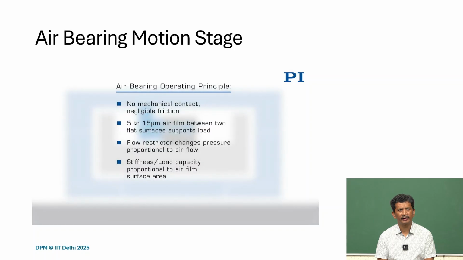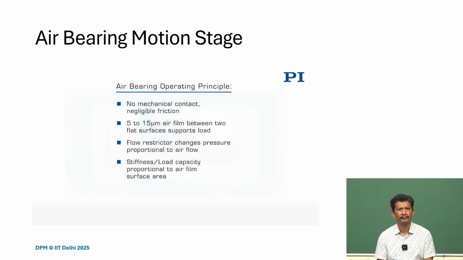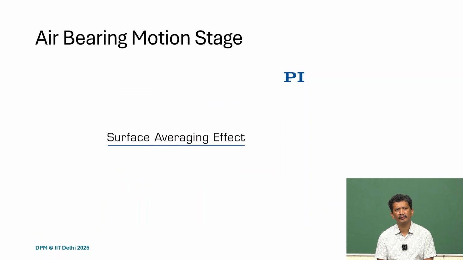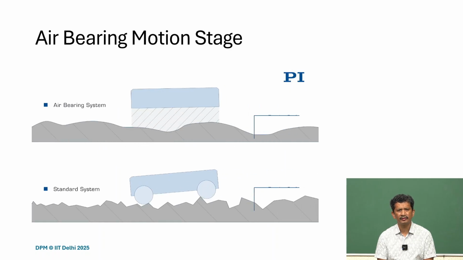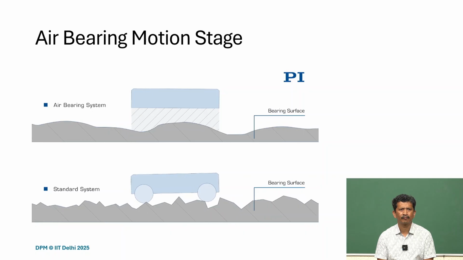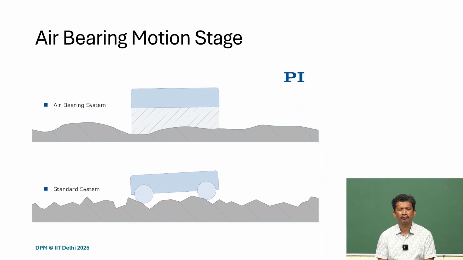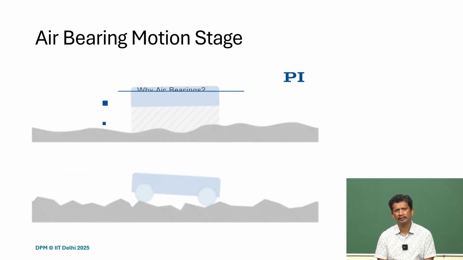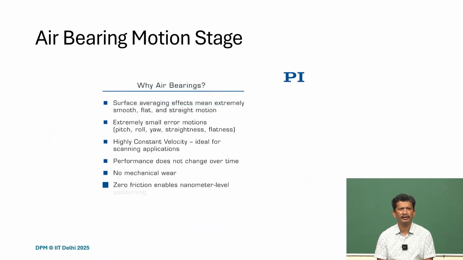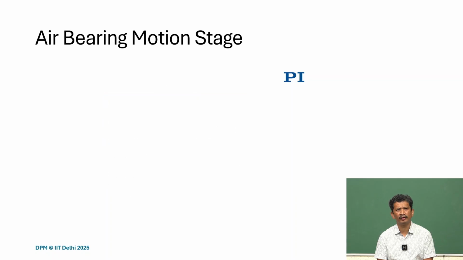And what we realize is that there is no mechanical contact, and the air film we have is of the order of 5 to 15 micron only. At the same time, since these air bearing systems work on an air bearing film, there is no hard contact, so we get an averaging effect, and it also eliminates errors because of that. And since there is no contact, there is no mechanical wear as well.